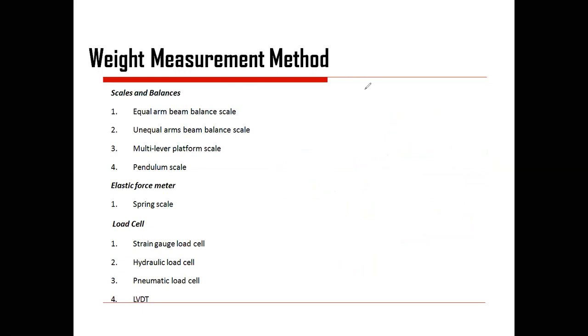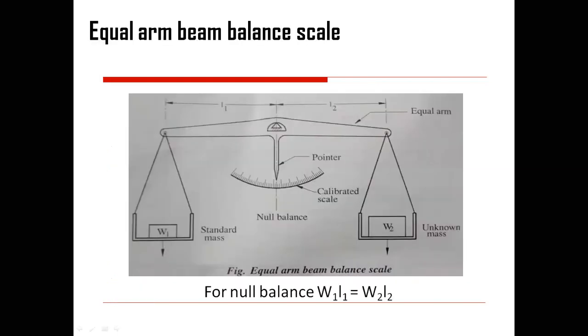So scales and balances, that is the equal arm beam balance scale, unequal arm beam balance scale, then multi-lever platform scale, pendulum scale, then elastic force meter, that is the spring scale. Then there are a large number of load cells also: strain gauge load cell, hydraulic load cell, pneumatic load cell, LVDT. These are some of the devices that can be used for weight measurement. Equal arm, one by one we are going to see.